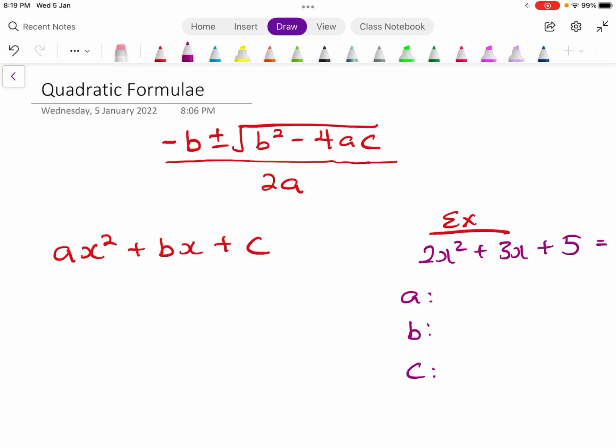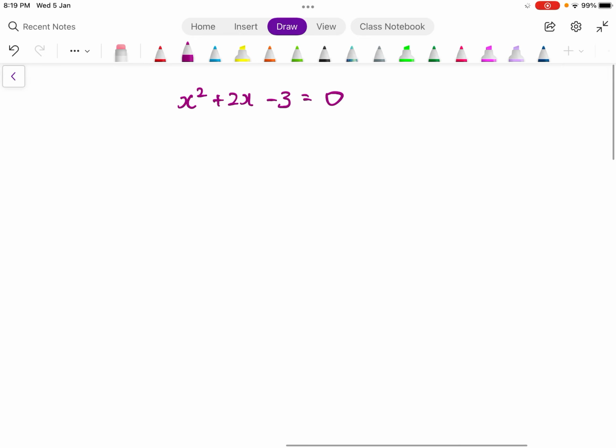Alright, so this video will be teaching you how to use the quadratic formula to solve your quadratic equation. In Sec 2, we know how to solve a quadratic equation using factorization. For example, let's say I give you x squared plus 2x minus 3 equal to 0. This is a form of quadratic equation because there's an equal sign. They will ask you, what is the value of x?